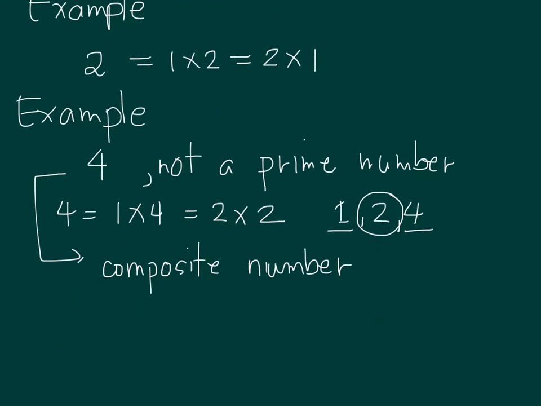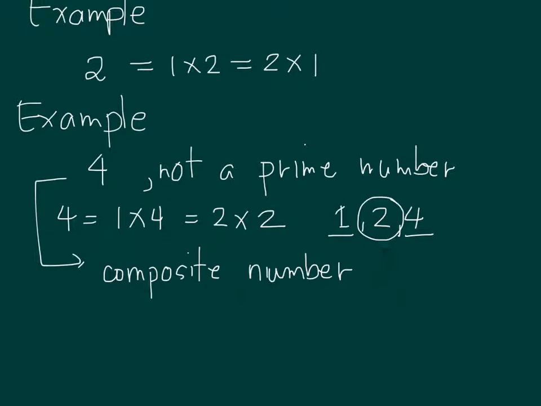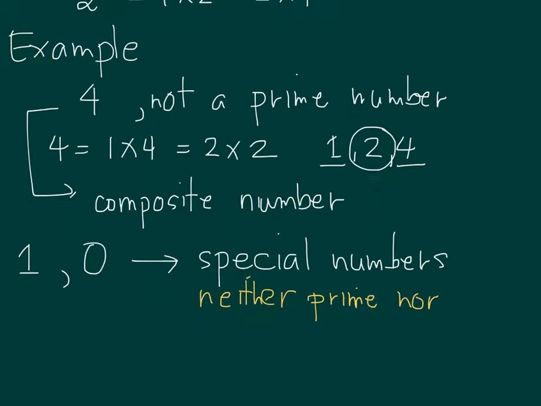Now, although it seems like there are just two classifications of numbers in terms of being prime or composite, we have two numbers that are exceptions. And that will be the number 1 and the number 0. So these are special numbers, and let's take a look at each one by one. When we say special numbers, they are neither prime nor composite. So they don't belong to the set of prime numbers or the set of composite numbers.